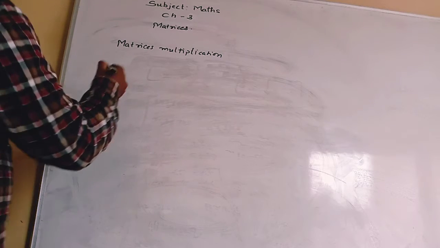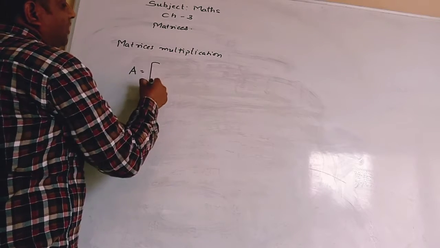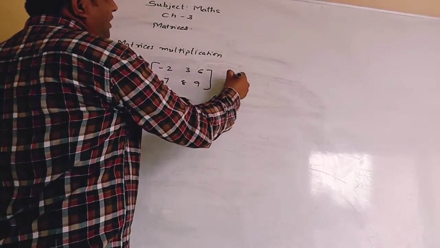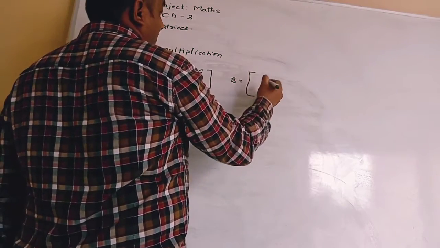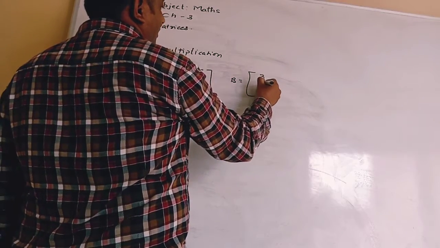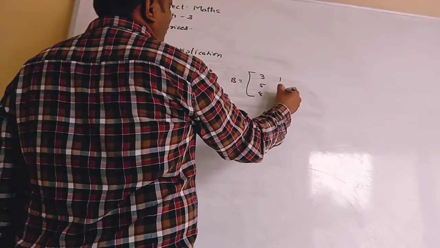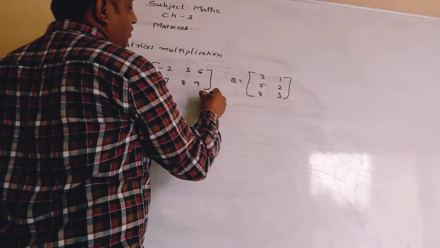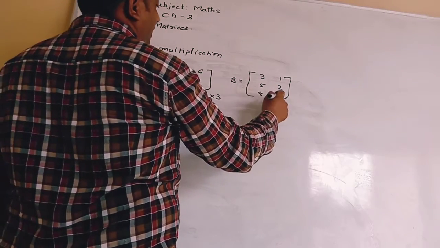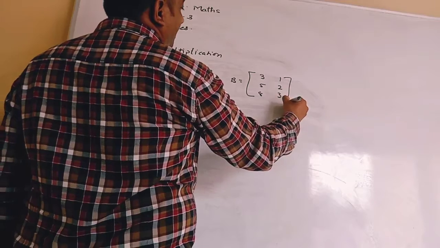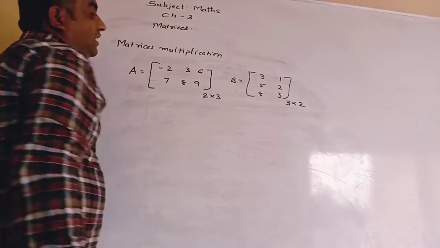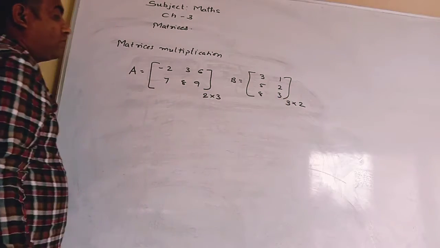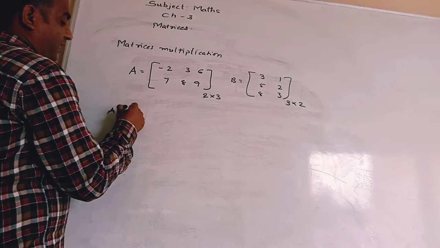Now let's see another example. A is given as -2, 3, 6, 7, 8, 9. B is given as 3, 5, 8, 1, 2, 3. Here A's order is 2 cross 3 and B's order is 3 cross 2. So you can see that the number of columns in A equals the number of rows in B. So we can define AB.